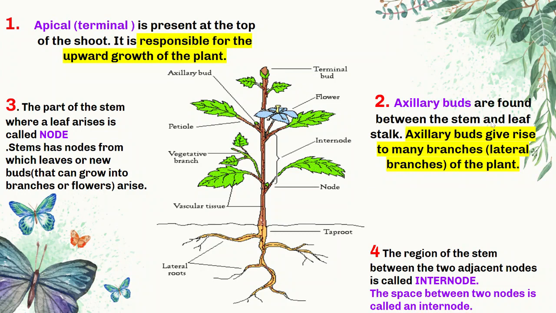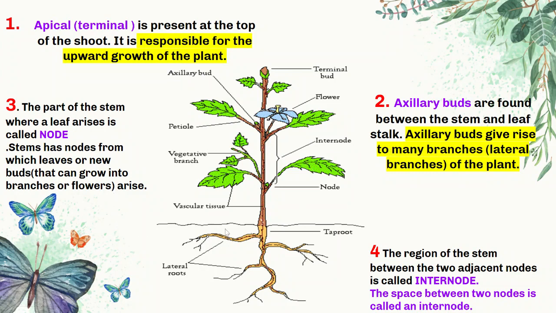Another kind of bud is axillary bud. Children, they are found between the stem and the leaf stalk, as you can see in the picture. Axillary buds give rise to many branches of the plant. And children, axillary buds are also known as lateral buds. So children, I think now you will be able to differentiate between apical and axillary bud.